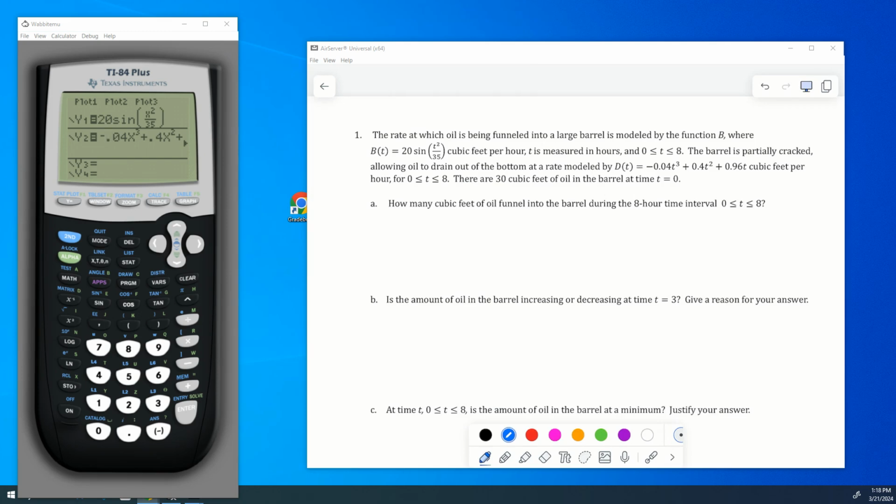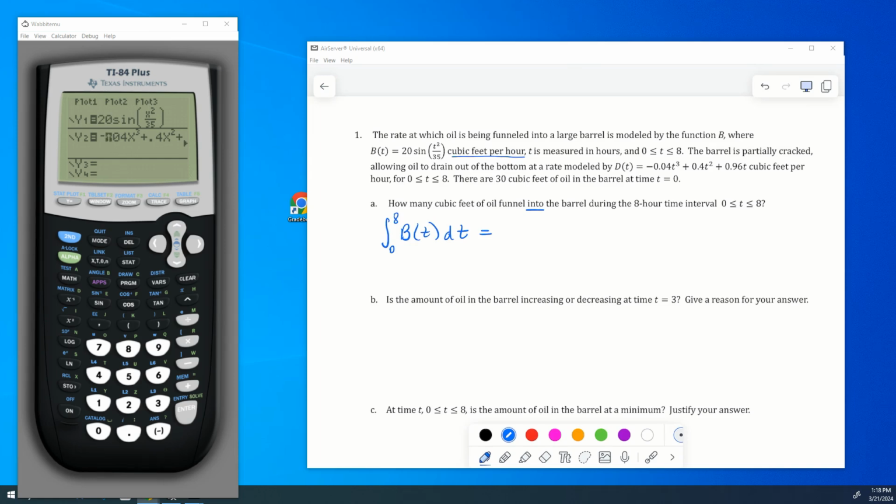Again, as you read, I want you to think of, emphasize units, and that will get you going. Read carefully. How many cubic feet of oil funneled into the barrel during the 8-hour time interval? Funneled into. So which one is that? That's B of T. Remember to write quickly and efficiently. I'm just not going to write the whole equation again. I'm just going to write that right there.